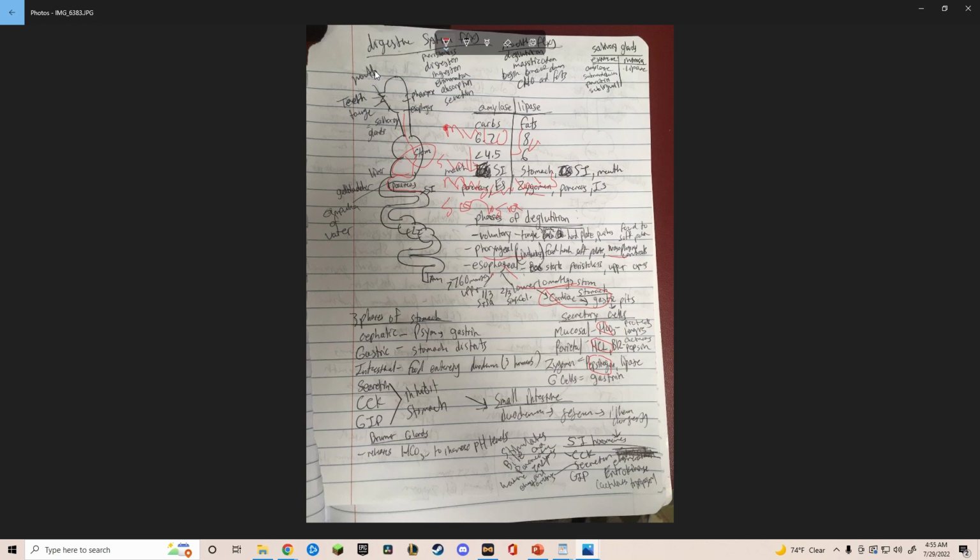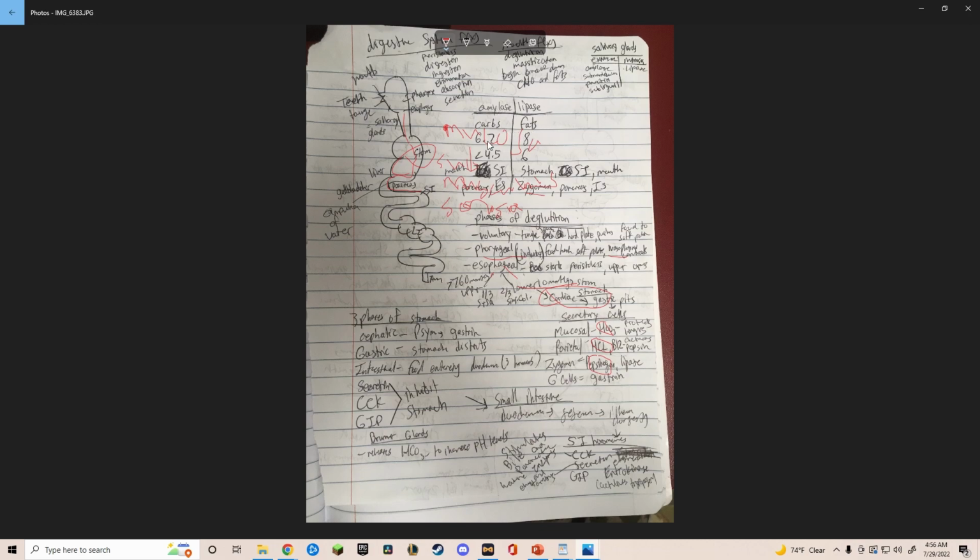Next, we go to the functions. So the mouth function would be chewing, swallowing, and beginning the breakdown of carbohydrates and fats. So let's do the salivary glands next. There are two types of salivary glands, the intrinsic and extrinsic. The extrinsic produces amylase and intrinsic produces lipase. And the difference is that amylase breaks down carbs, lipase fats.